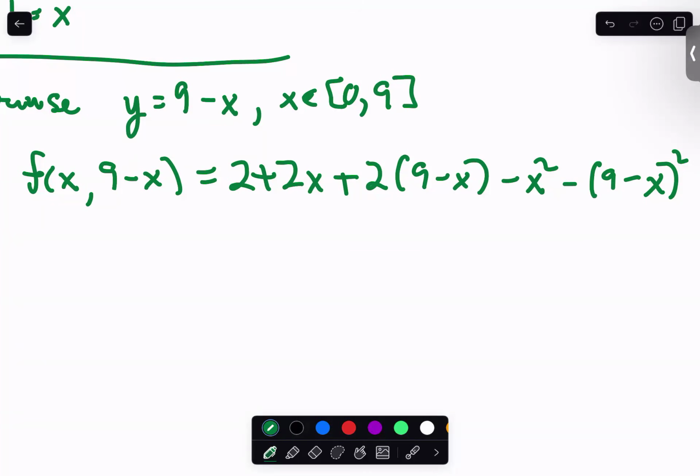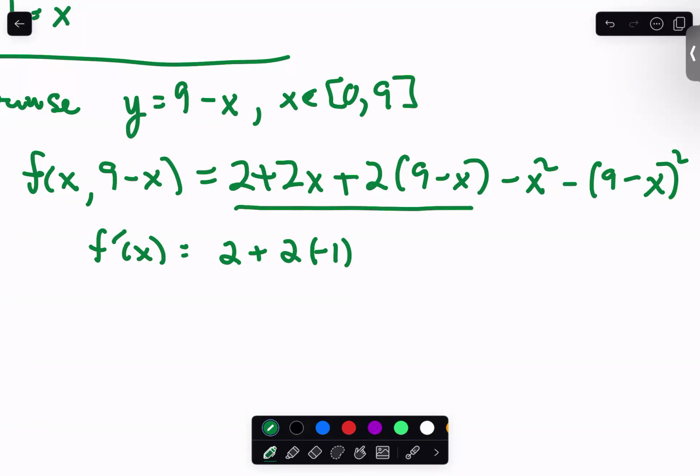All right. And just as before, we need to search for critical values. So I'm going to go ahead and take the derivative. There are only x's here. So let's see, I'm going to have 2 plus 2 times negative 1. And then next up, we have a negative 2x. That'd be that piece. And then this one, there's a bit of a chain rule, right? So there's a negative 2, reduce my power by 1, and then multiply by the derivative of the inside. So something like that.